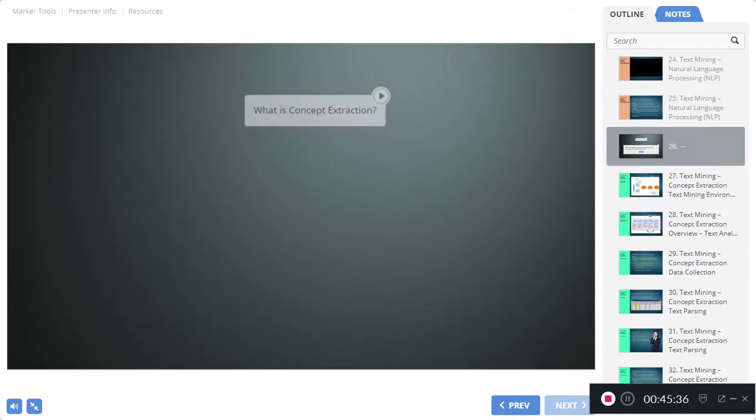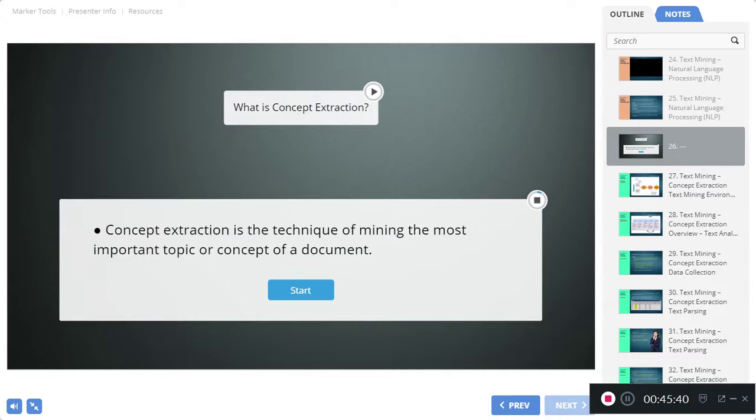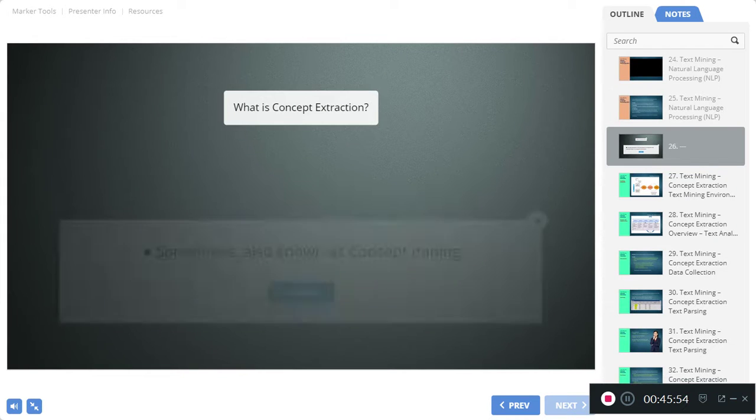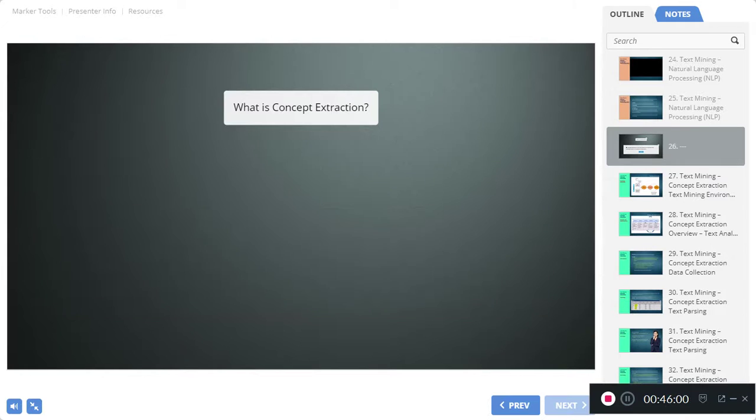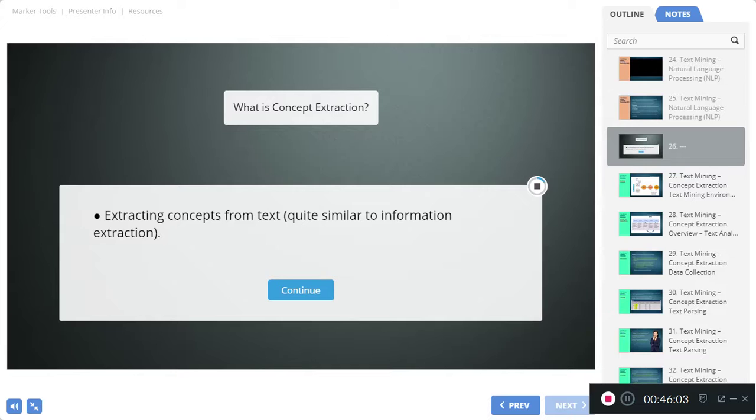What is concept extraction? Concept extraction is the technique of mining the most important topic or concept of a document. Sometimes also known as concept mining. Extracting concepts from text, quite similar to information extraction.